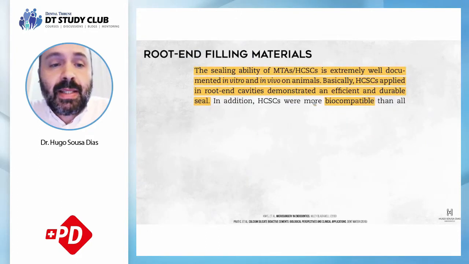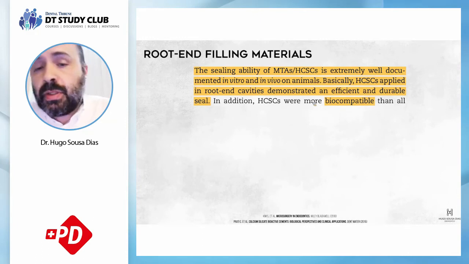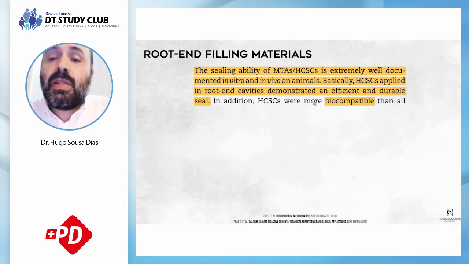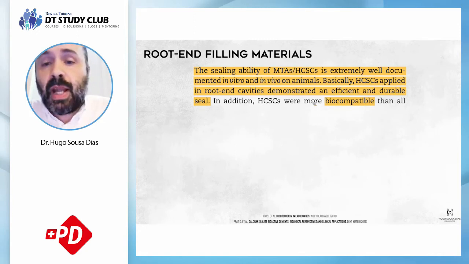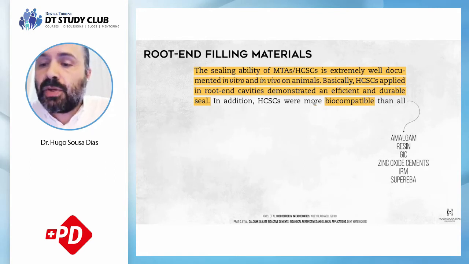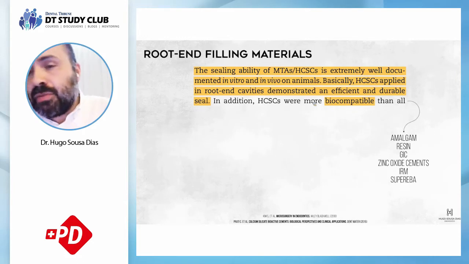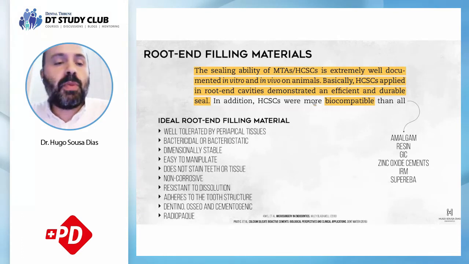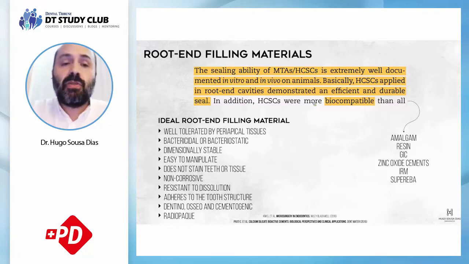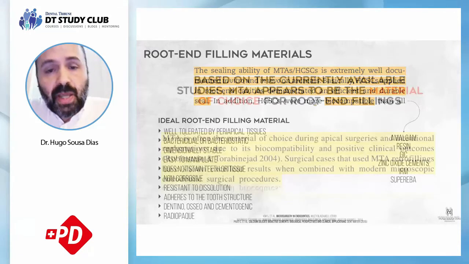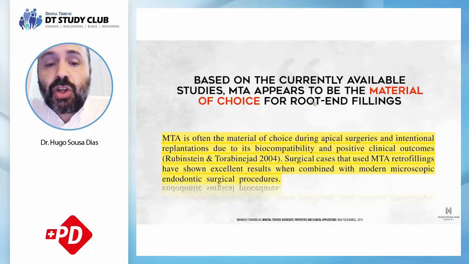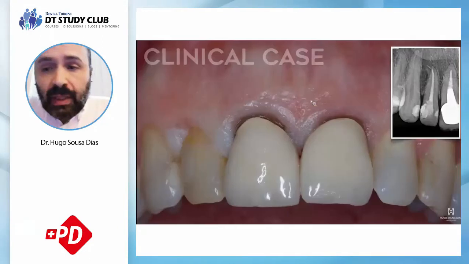In the literature, you can see that the sealing ability of MTA and the other hydroxyl calcium cements is extremely well documented in vitro and in vivo on animals. Basically, this kind of material applied in root-end cavities demonstrates an efficient and durable seal. They are very biocompatible. When we compare with old materials like amalgam, resin, glass ionomer cements, IRM, they have better results and they accomplish more properties related to the ideal root-end filling material. Based on current available studies, MTA appears to be the material of choice for root-end fillings. Let's see this clinical case.